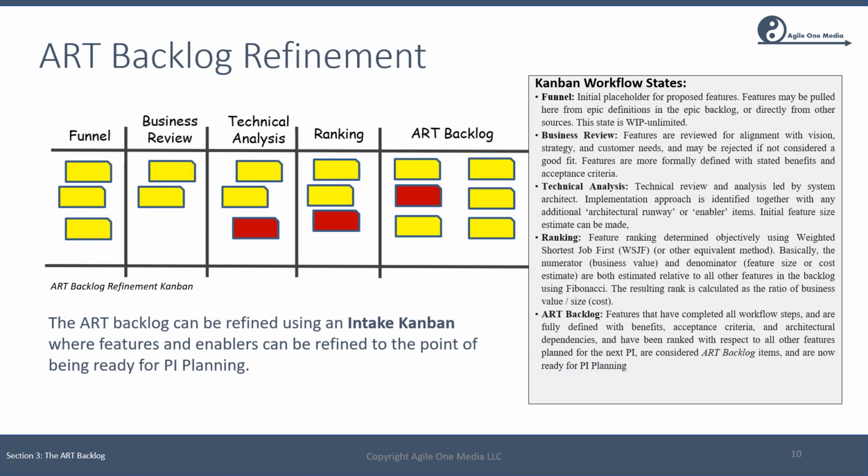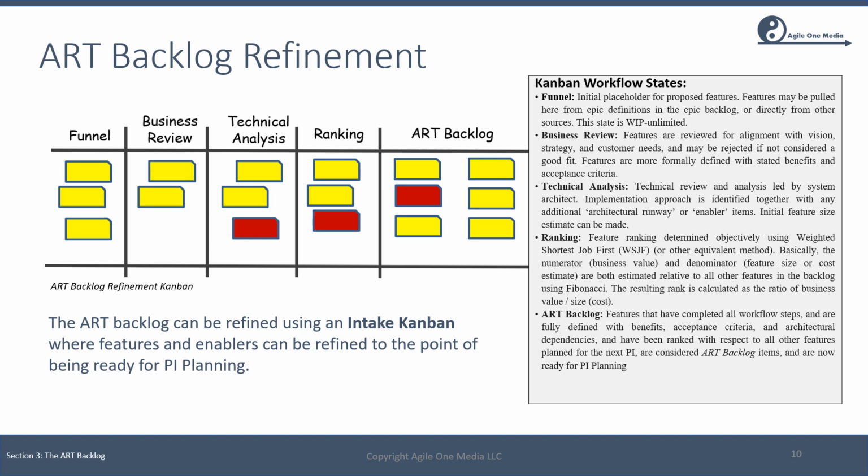So now let's look at how we might approach the task of ART backlog refinement. One method of doing this is to use something called a feature intake Kanban. A Kanban board is a set of workflow states. Each workflow state has a definition of done. In this example, we see that features can be refined from the point where they are a one-line summary, for example, provide high-resolution images, to the point at which they are ready for PI planning.